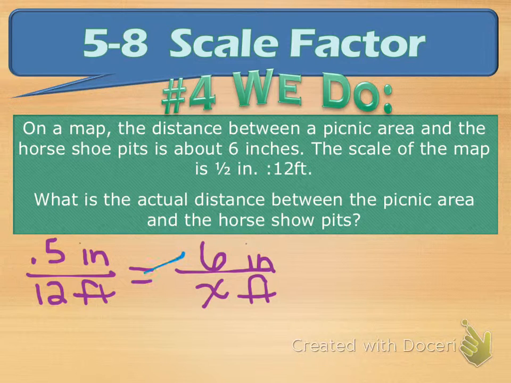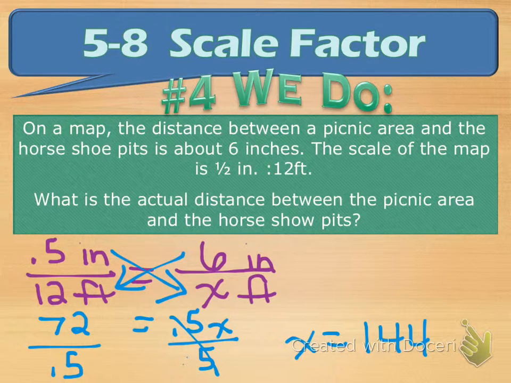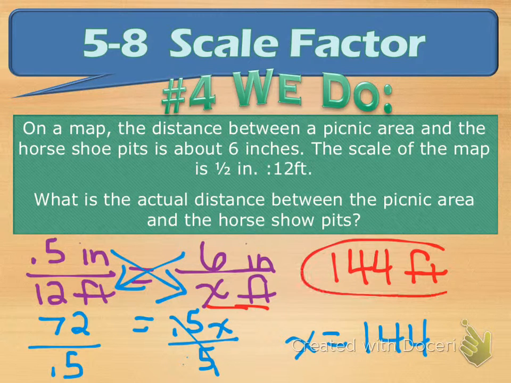So again, the first step is to cross multiply. So you're going to get 12 times 6 is 72, and 0.5x. Divide by your 0.5. Those cross out, and you get that x is equal to 144. Don't forget, we've got to put our label on everything. So it's going to be 144 feet, because that's where our x was with the feet. 144 feet.